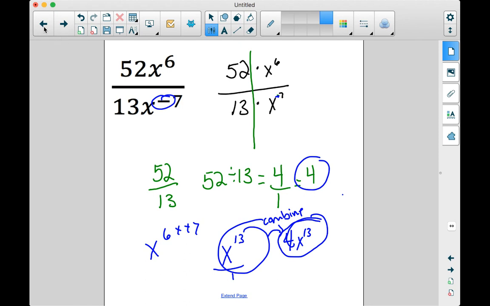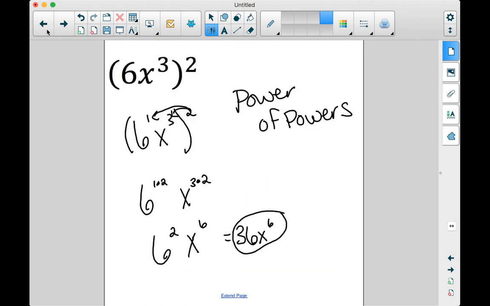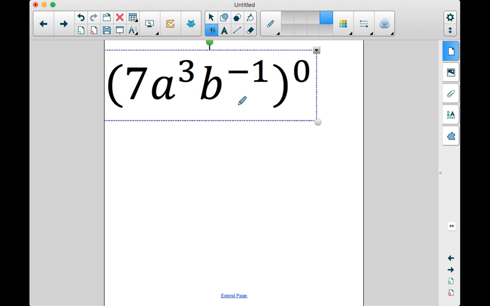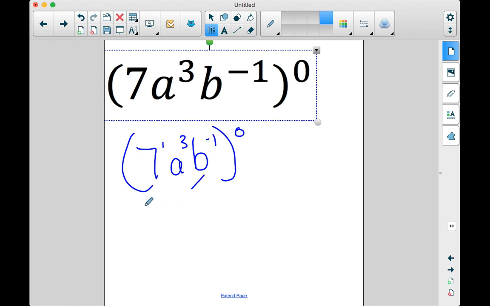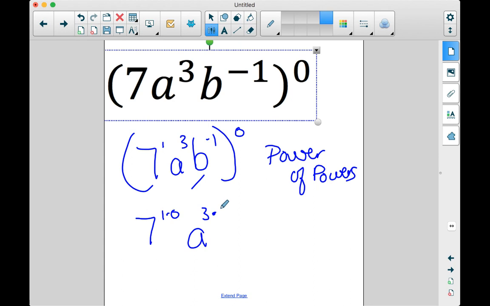And again, you're writing all of these examples down. All right, so let's take a look and see how this applies. So I've got 7 to the power of 1, a to the power of 3, b to the power of negative 1, and all of that is to the power of 0. So I take this and I multiply. I do my power of powers because they're being multiplied. So I would have 7 to the 1 times 0, a to the 3 times 0, and b to the negative 1 times 0, because I distribute that outside power to all of my inside powers.